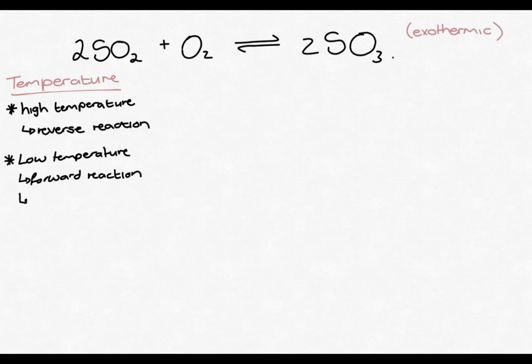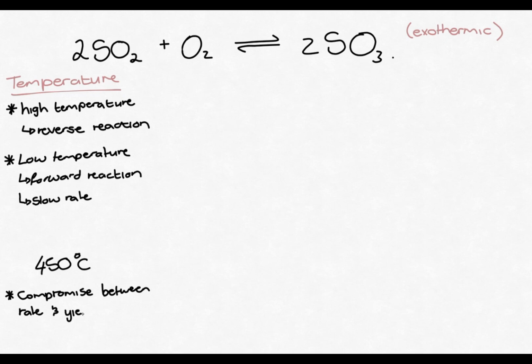But just as in the Haber process, a low temperature will decrease the rate of the reaction. So yet again, we have to compromise. And the compromise for this reaction is 450 degrees Celsius, which is a compromise between having a lower yield of products being made and being made more quickly.